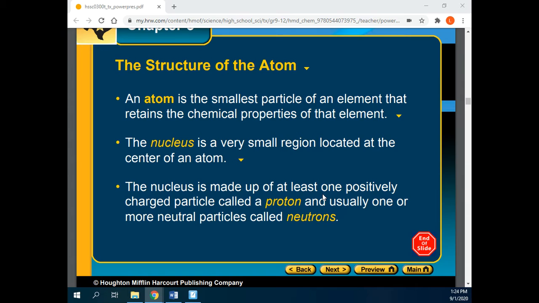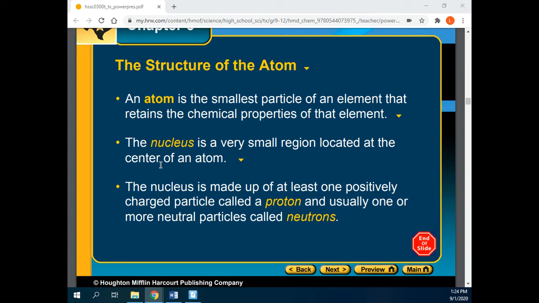All right, for the structure of an atom, you already have atom as a vocab word, so don't worry about putting this one in your notes. It's the smallest particle of an element, but it has to retain the chemical properties of that element. You will need to write down nucleus in your notes. It's not going to be on your vocabulary word, so make sure you write down nucleus. It's a very small region at the center of the atom. In a minute, I will draw you a diagram to look at.